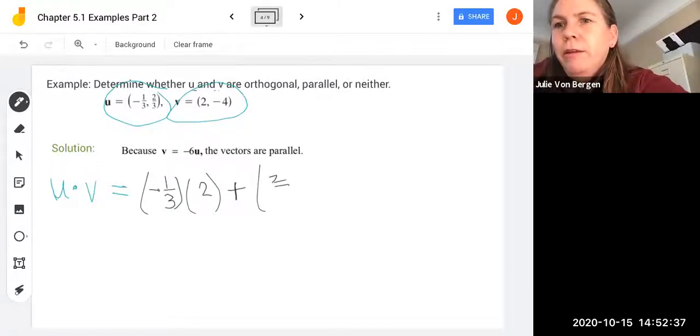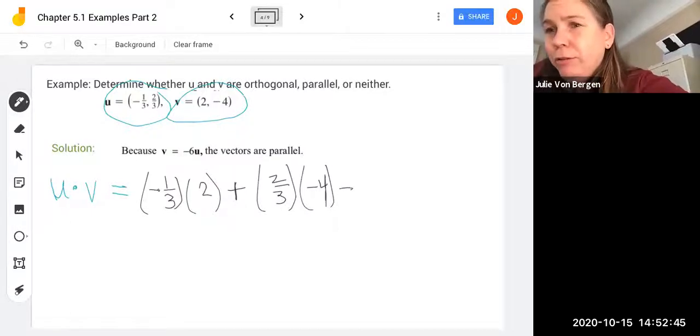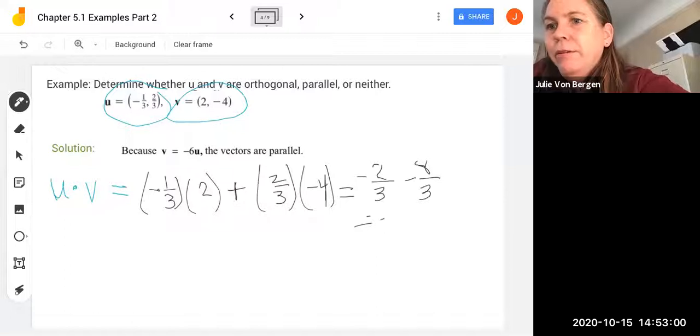2/3 multiplied by -4. So that's going to give us -2/3 minus 8/3, I think. So that'll be a -10/3, which is not 0. So you can show, okay, definitely not orthogonal here.